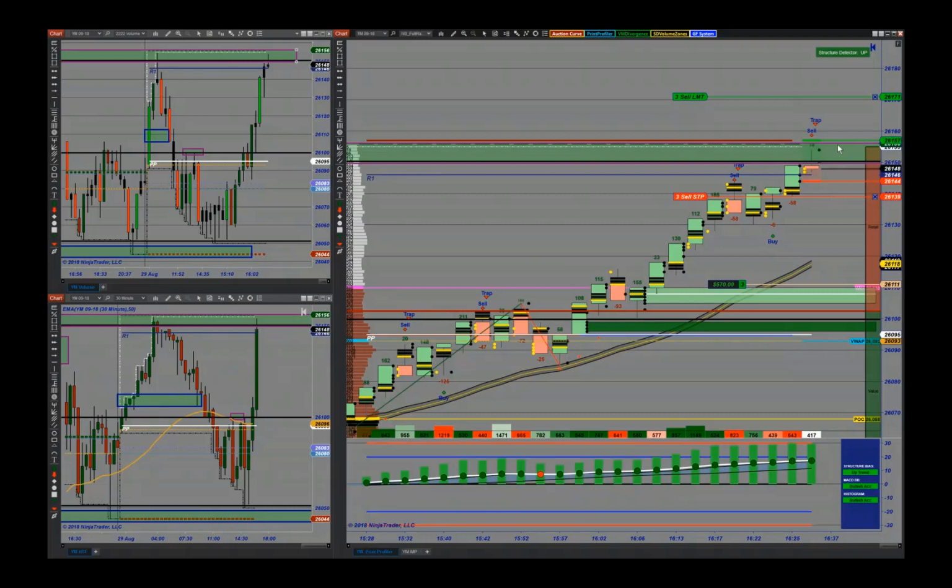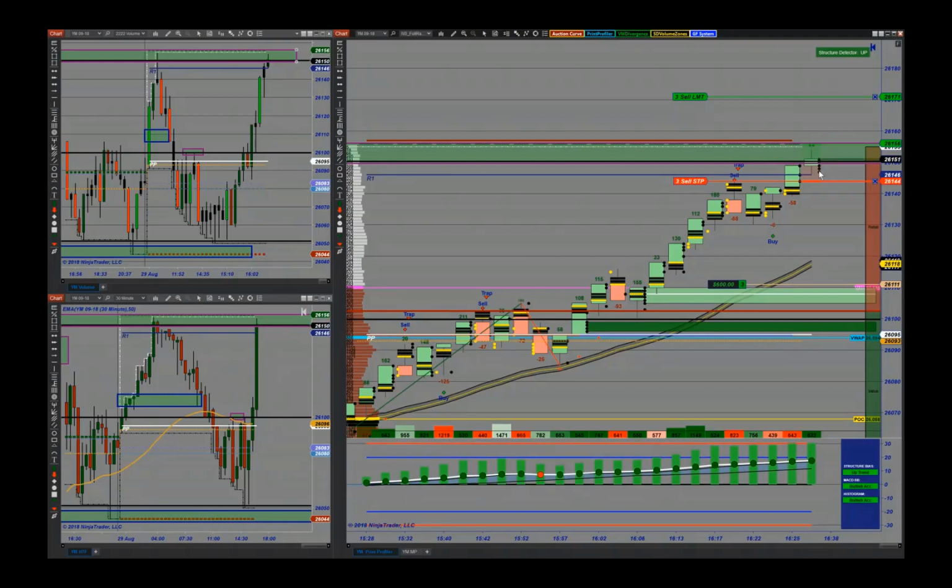Right, now we're expecting some pullback down here, right? We're expecting some problems here. Yeah, we're expecting this. So I don't want to give too much back, so I'm just going to put my stop there. Now they're trying to create some energy to push it through this level here. That's what's going on here.